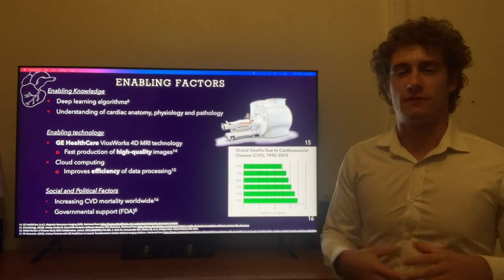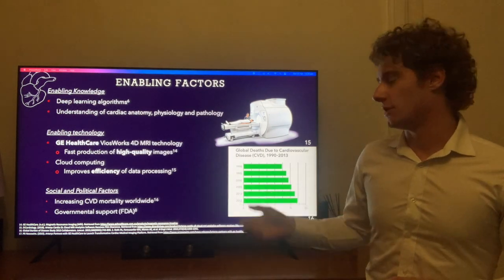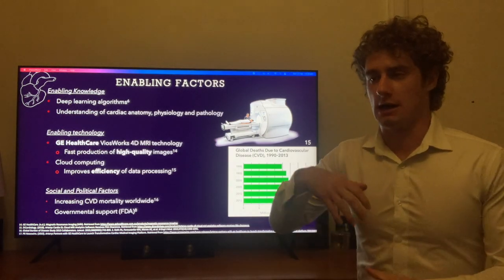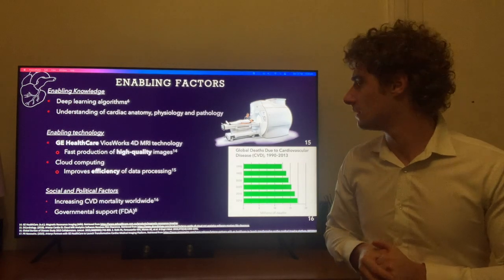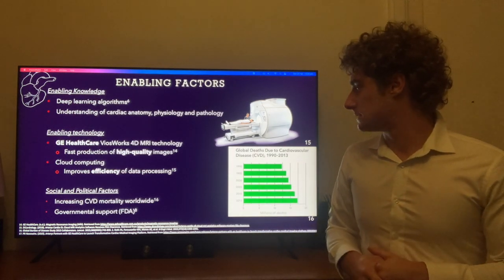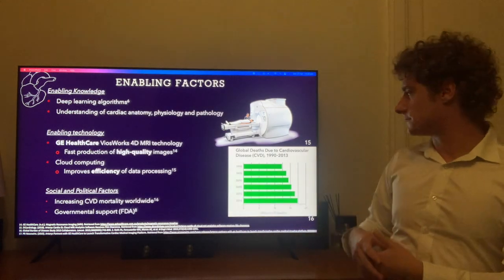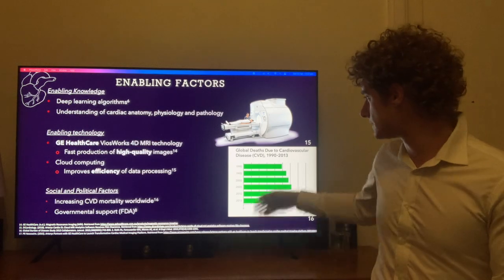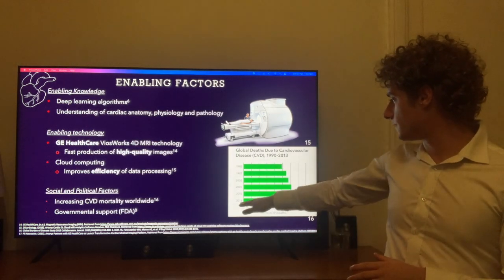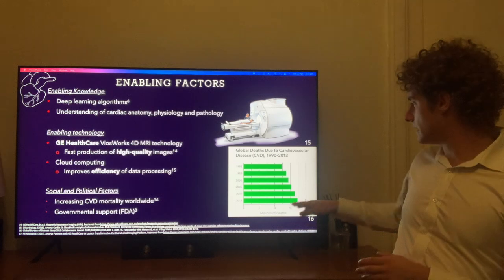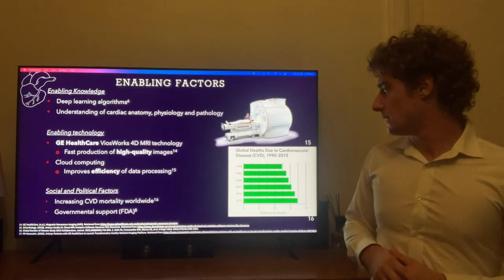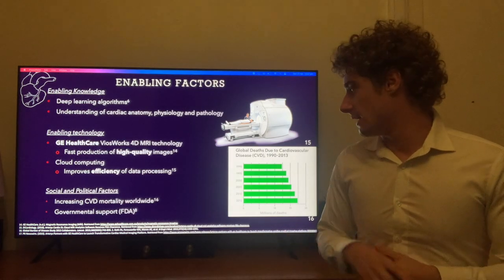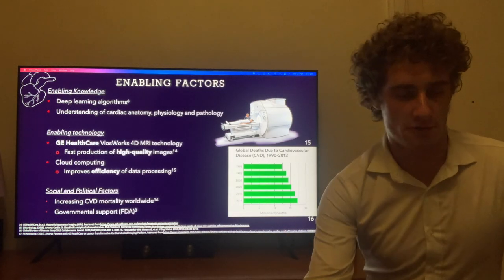and which enables the fast production of high quality images, and cloud computing, which improves the efficacy of data storage and allows rapid learning for the deep learning algorithm. Social and political factors, though minimal, there's obviously a growing awareness for cardiovascular disease mortality throughout time. If we start here at 1990 and move to 2013, we can see an increase in global deaths in cardiovascular disease throughout time. And finally, governmental support, so bodies such as the FDA and TGA and so forth.